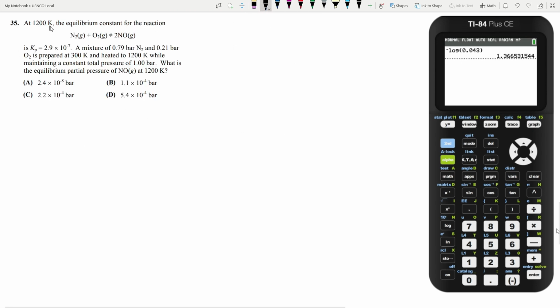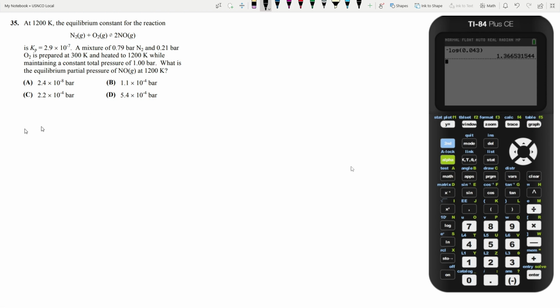Let's move on to question 35. At 1200 Kelvin, the equilibrium constant for this reaction is given. A mixture of 0.79 bar N2 and 0.21 bar O2 is prepared at 300 Kelvin and heated to 1200 Kelvin while maintaining a constant total pressure of 1 bar. What is the equilibrium partial pressure of NO at 1200 Kelvin?